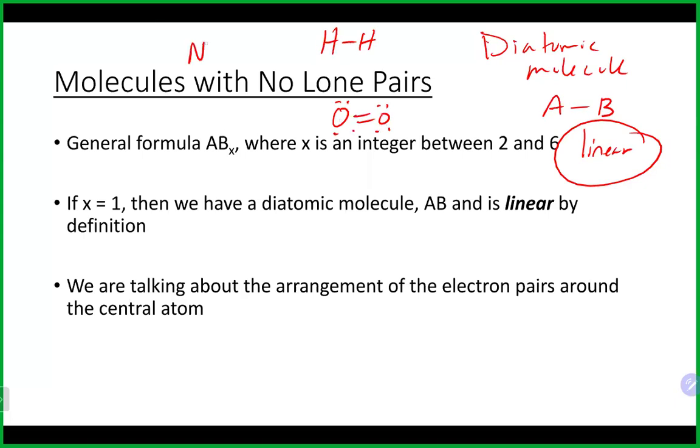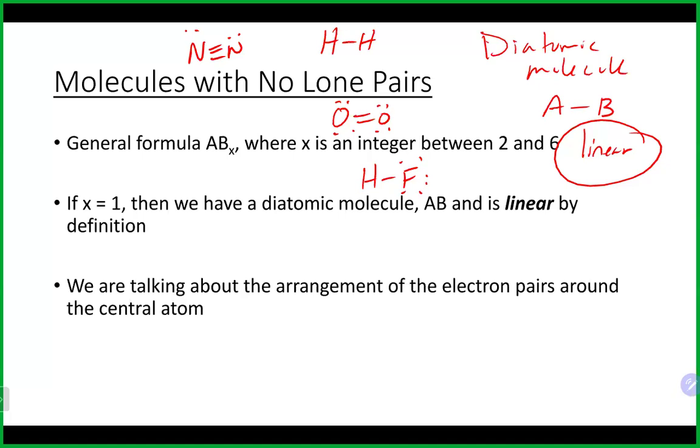Doesn't matter if it's two the same with a triple bond, still linear. Doesn't matter if it's two that are not the same, still linear. So any sort of molecule that's diatomic, because there's only two atoms, there's no central atom, they can only be arranged on opposite ends of each other in a straight line, and it will always be linear.